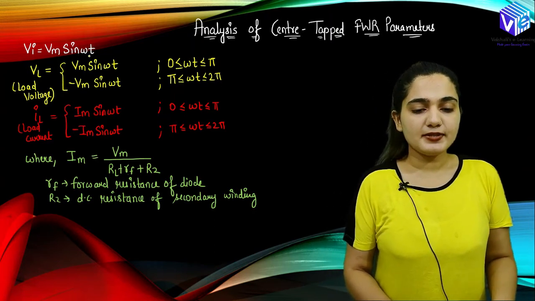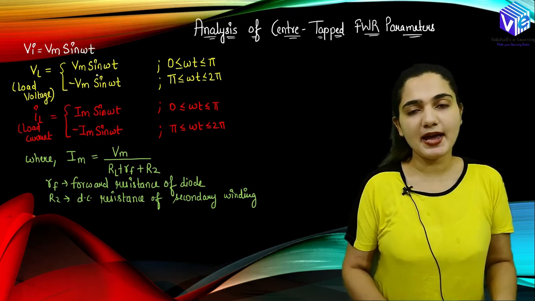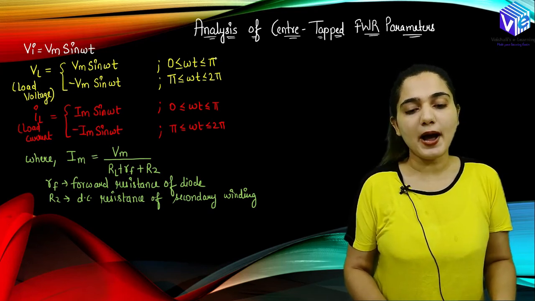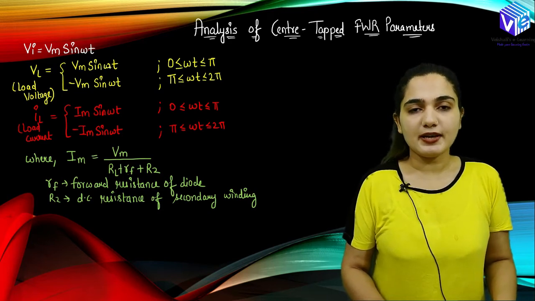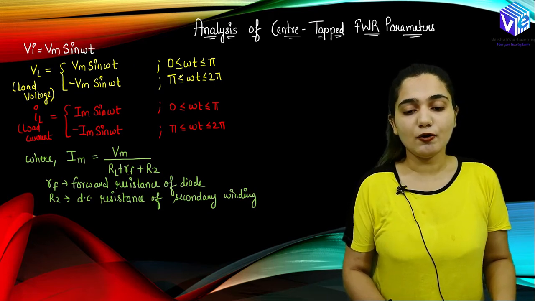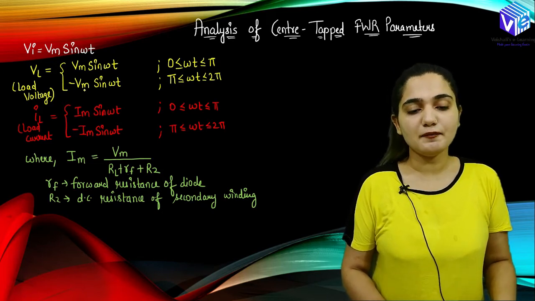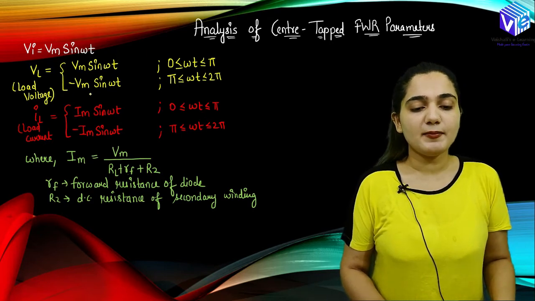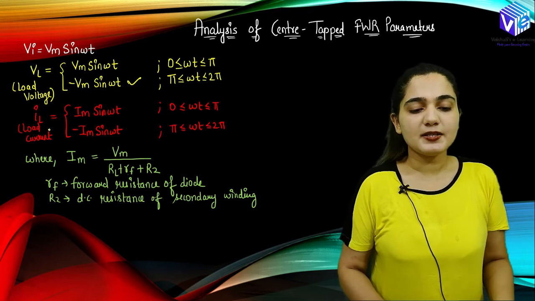Input voltage is Vm sin omega t. So the load voltage can be represented as the same as the input voltage, which is Vm sin omega t when we have 0 to pi, right? So when omega t is in between 0 to pi, the load voltage is Vm sin omega t. But when the omega t is from pi to 2 pi, I will be having the reverse of the input voltage. At the B terminal I was having the reverse of the input voltage, so I will be having minus Vm sin omega t, right?